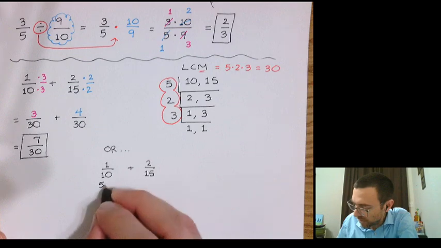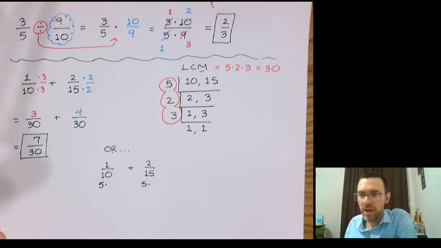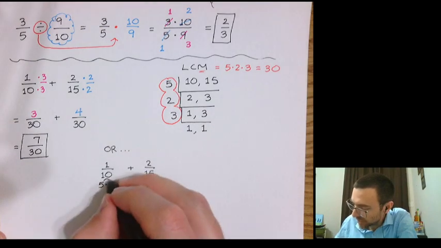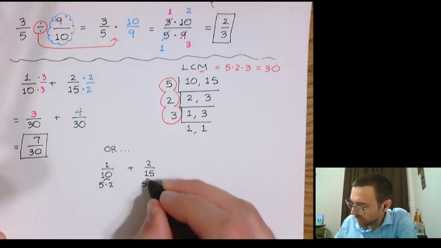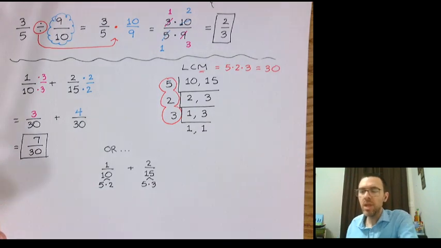So I'm going to rewrite this with a 5. So 10 factors is 5 times 2. 15 factors is 5 times 3. The whole idea about a common denominator is to make sure that the numbers in the denominators are the same, which basically means they have to have the exact same factorization, the same factors.